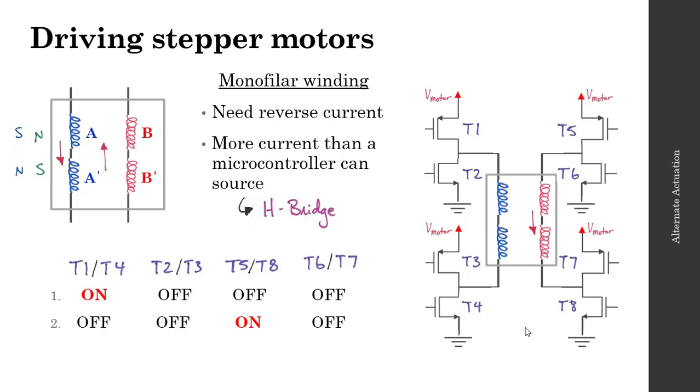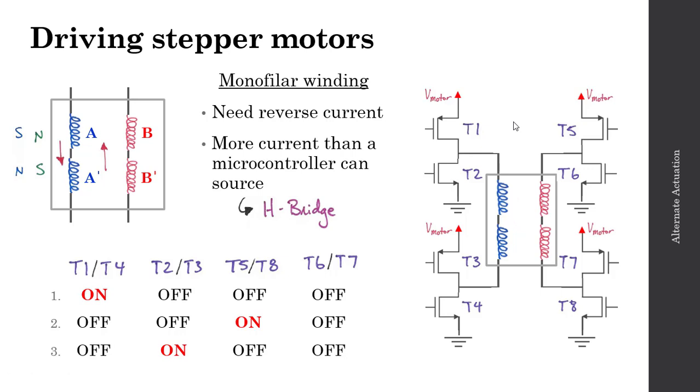The third step required to drive this two-phase stepper motor was to drive a current through A prime and A in the opposite direction as step 1 here. And to accomplish that, we'll turn on the transistor pair T2, T3 while leaving all of the other transistors off. And as a result, we'll get a current flowing through A prime and A.